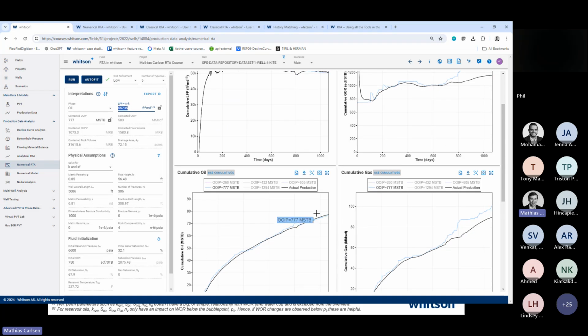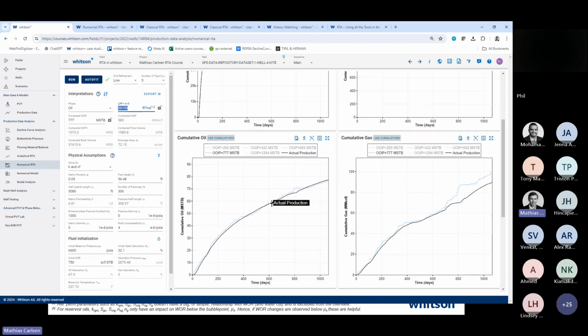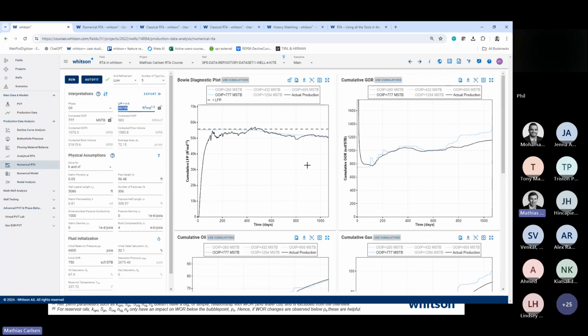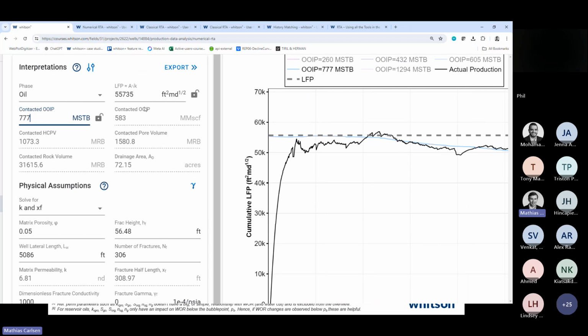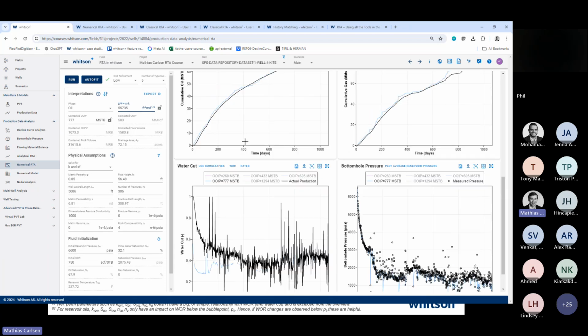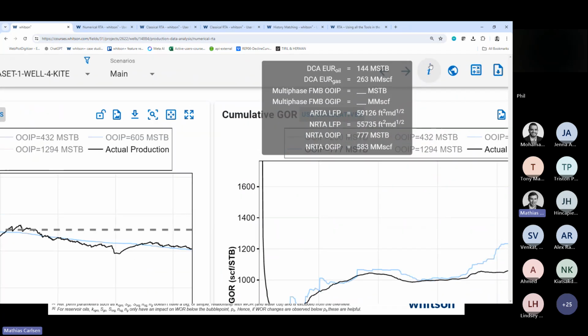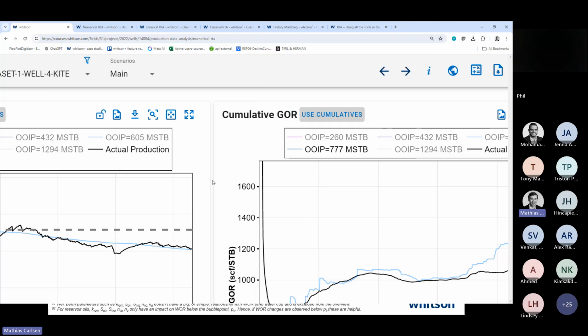And we also know that if we bring this into my numerical model, my cum fit on oil will be really good, and the same thing goes up here for gas. So my contacted pore volume is 777 and my average K is around 55,000 in this case. And my stabilized water cuts are pretty decent. And up to the right here, you have a little QC thing where you can check what your LFPs and whatnot are from analytical RTA and numerical RTA, and compare them to the other parts of the workflow.